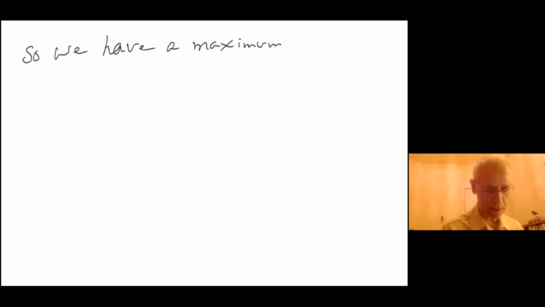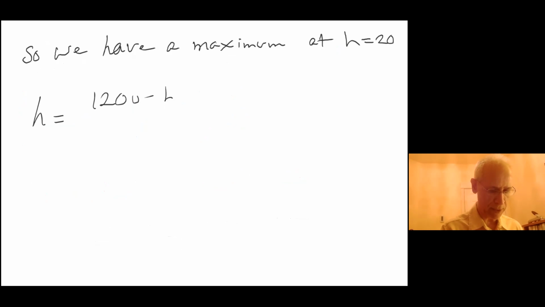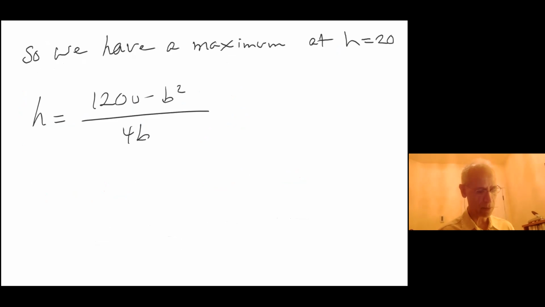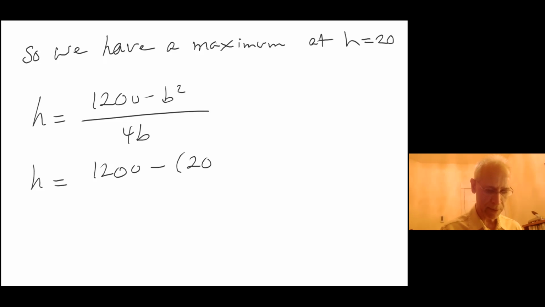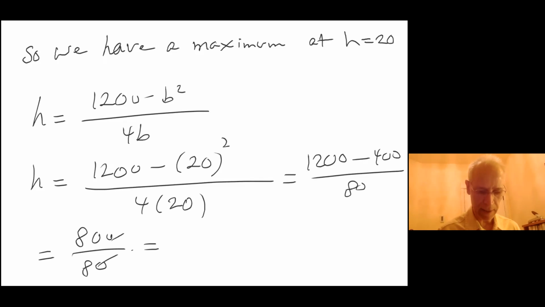So let me go to the next page. So we have a maximum at B equals 20. Okay. And when we solve for H, we said that H equals 1200 minus B squared over 4 times B. And so this gives me H equals 1200 minus 20 squared over 4 times 20. That gives me 1200 minus 400 divided by 80. So that gives me 800 divided by 80, and that gives me 10. Okay. So H equals 10.